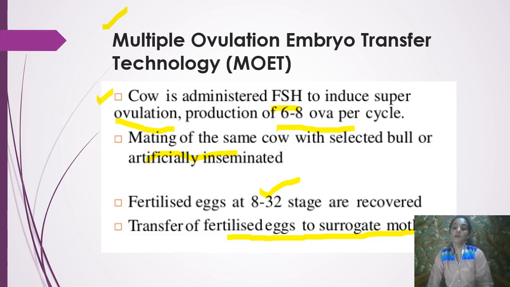So you can see, in a single step we are getting 8 different progeny. Okay, 8 progeny. It depends on how many eggs have been produced; accordingly we will get that number of progeny. Clear?